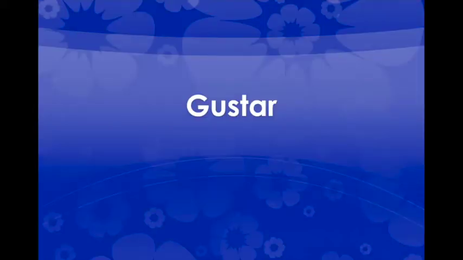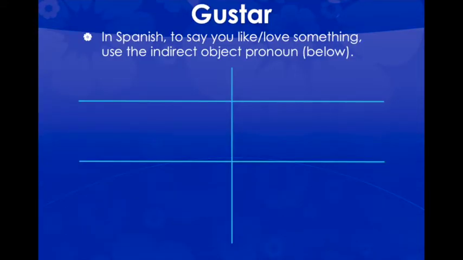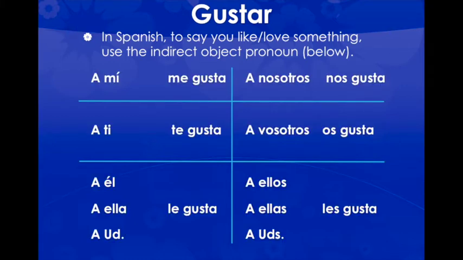Moving on to gustar. If you're at this point in the packet, you want to go back over that. In Spanish, to say you like or that you love something, you use indirect object pronouns. And what you'll see there are me, te, le, nos, os, and les. So if you want to say I like, you're also going to just use the word gusta. So me gusta, te gusta means you like, le gusta means he or she likes, or you in the formal sense. Nos gusta means we like, os gusta means you all like if we were in Spain, and les gusta means they like.